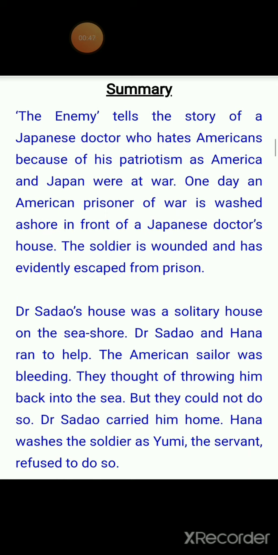Dr. Sadao and Hannah ran to help. The American sailor was bleeding badly. They thought of throwing him back into the sea, but they couldn't do so. Dr. Sadao carried him home. Hannah washes the soldier, as Yumi, the servant, refused to do so. All the servants refused to do so, and they just show the patriotic feeling. But he was also a big sign of humanism, including patriotism.